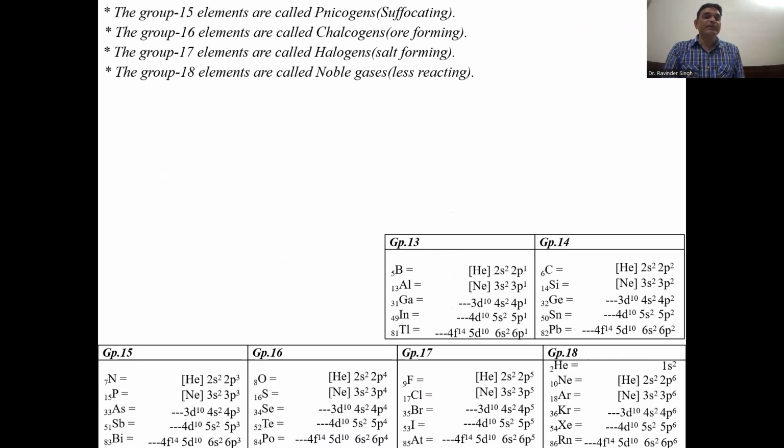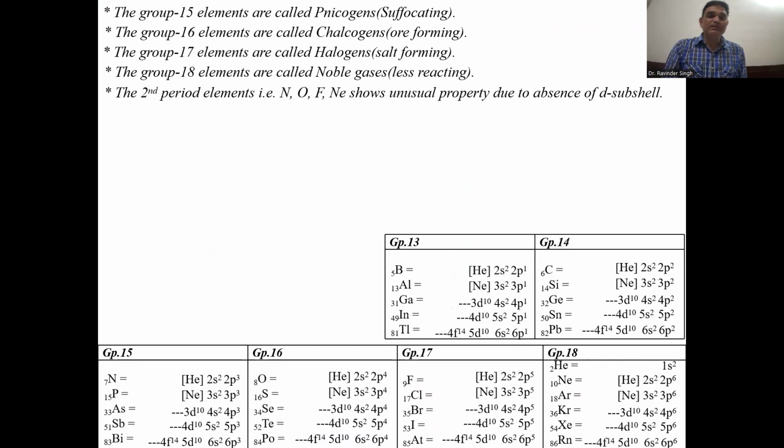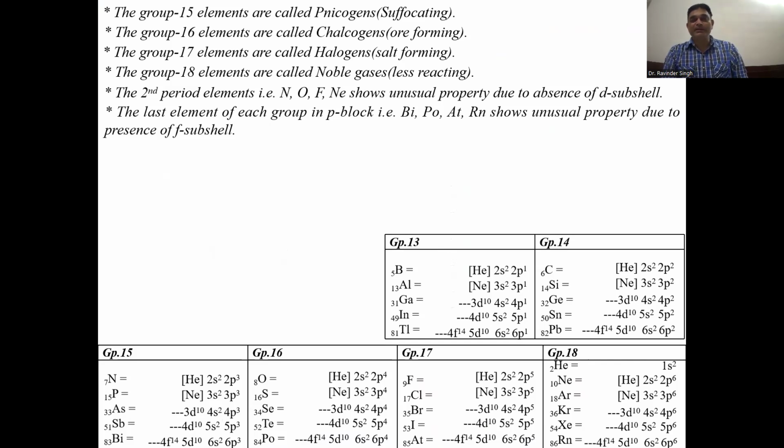The second period elements are boron, carbon, nitrogen, oxygen, fluorine, neon. You can see here, boron is also a second period element, carbon is also a second period element. The second period elements, that is boron, carbon, nitrogen, oxygen, fluorine, neon, don't have any vacant d subshell, absence of d subshell. They have no d subshell. Next, the last element in the group: group number 13 is thallium, group number 14 is lead, group 15 bismuth, group 16 polonium, group 17 astatine, group 18 radon.